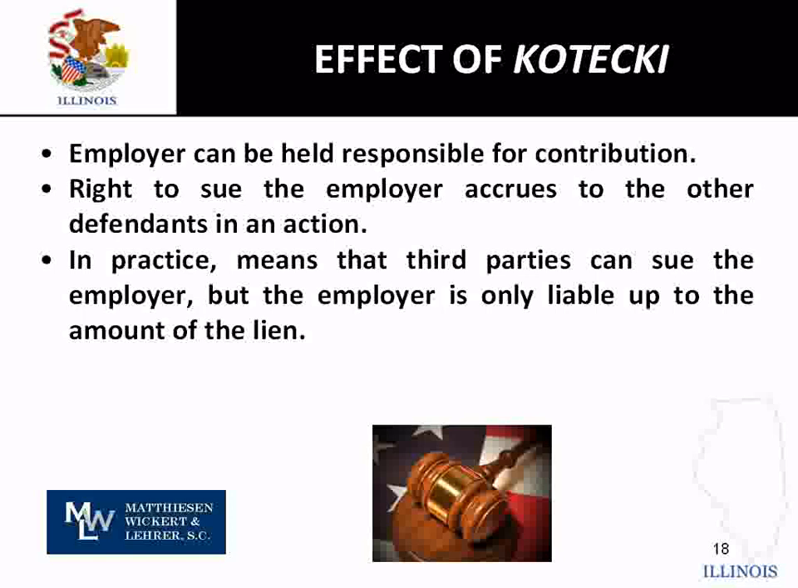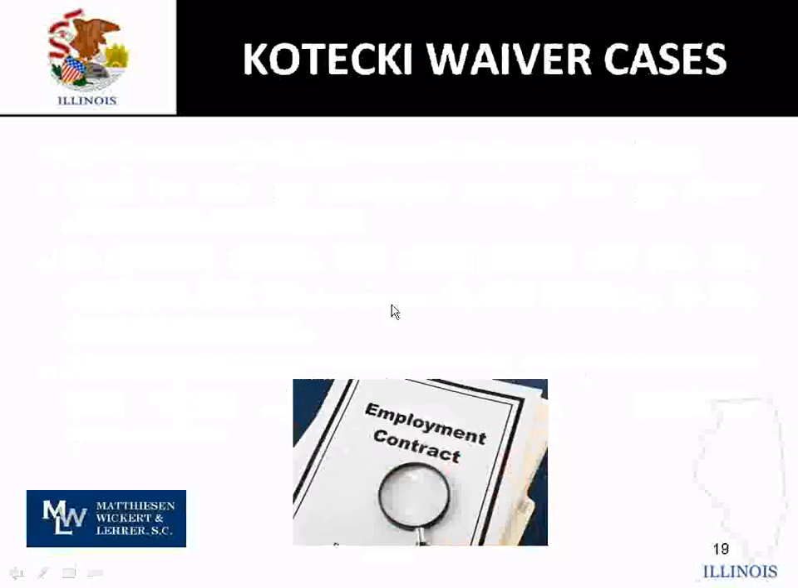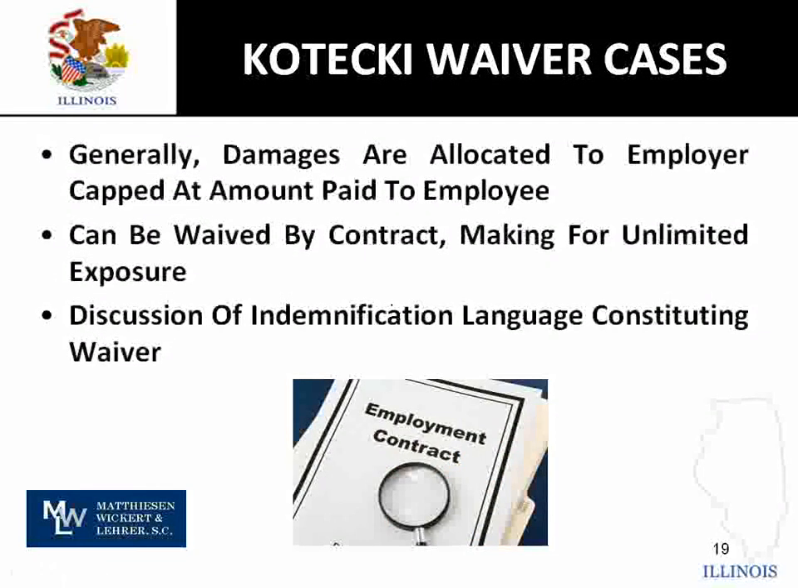So, if that was the end of the story, we wouldn't have a webinar. So I'm going to turn it back over to Tim to say what happens next after 1990. All right, so 1990 has come and gone, as according to Keith, and we're going to discuss the effect of the Kotecki waiver cases. Generally, the damages allocated to the employer based on the third party's suit against it are going to be capped at the amount that was originally paid to the employee in the workers' compensation underlying case. In other words, there's going to be no new money generally that's going to be paid out.